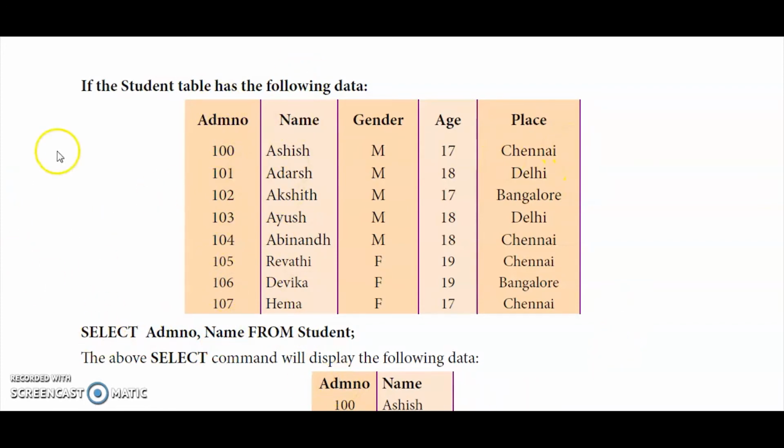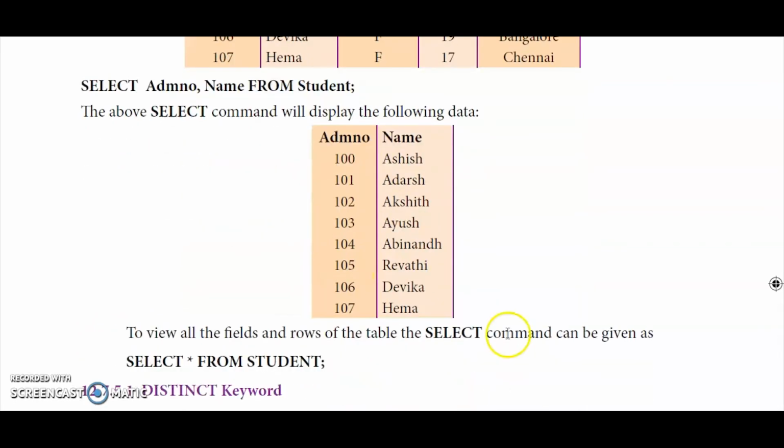This is the student table, so the name of the table is student. Select admission number, comma, name from student. Only these 2 columns will be displayed like this. See, admission number and name. Okay. To view all the fields and rows from the table, the select command can be given as select star from student. Can you note this?